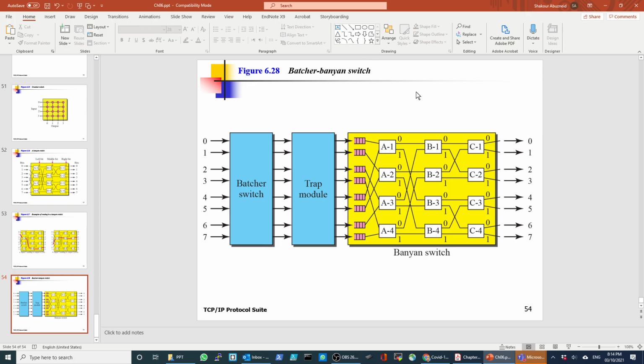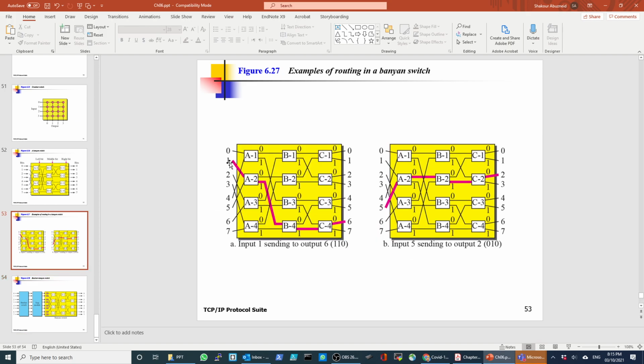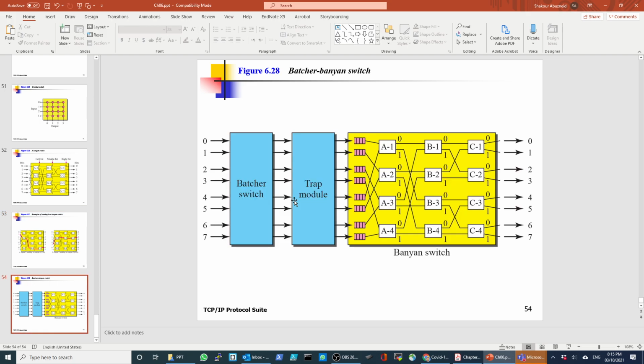All right. The problem of using the Banyan switch is that there's a possibility of internal collision, even when two packets are not heading for the same output port. So for example, one needs to connect with 6, but in here 6 would like to connect with 2, and there's a collision. So at a certain path, they intersect. So that's a problem. All right. So two packets that are not heading to the same output could collide.